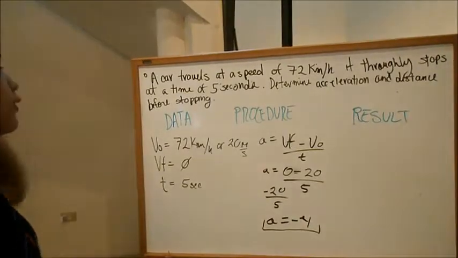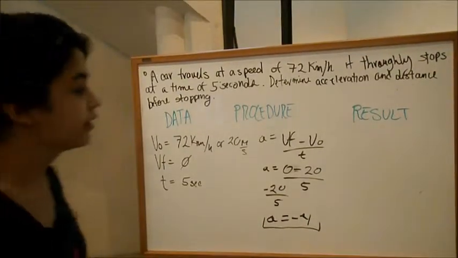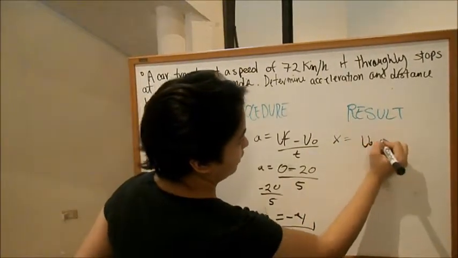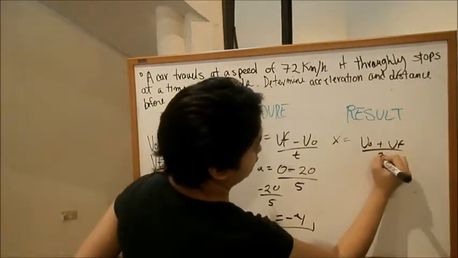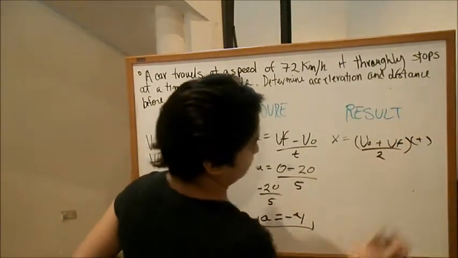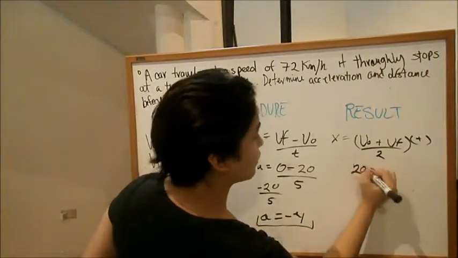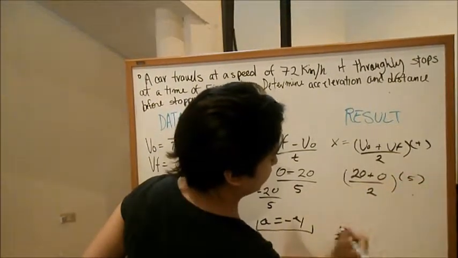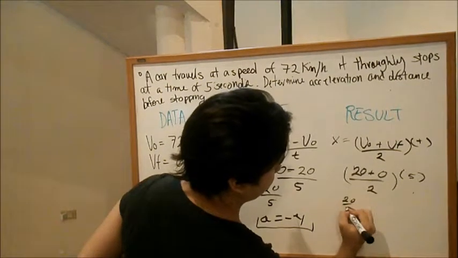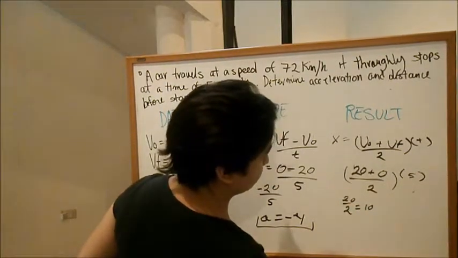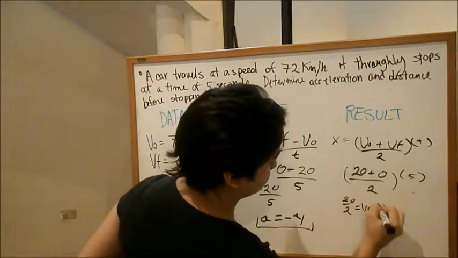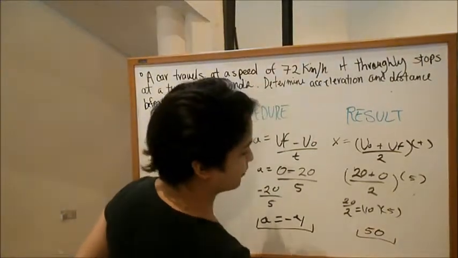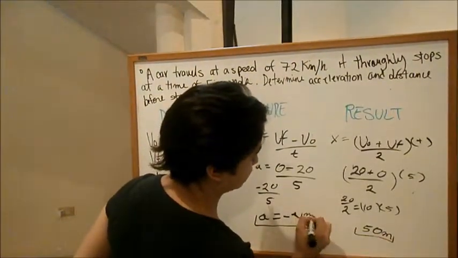Then it's asking us for distance before stopping. So the formula for distance is this one. Is initial velocity plus final velocity divided into 2 times time. So it will be 20 plus 0 divided into 2 times 5. That being 20 divided into 2, 10, times 5, 50 meters. And here being meters per second squared.